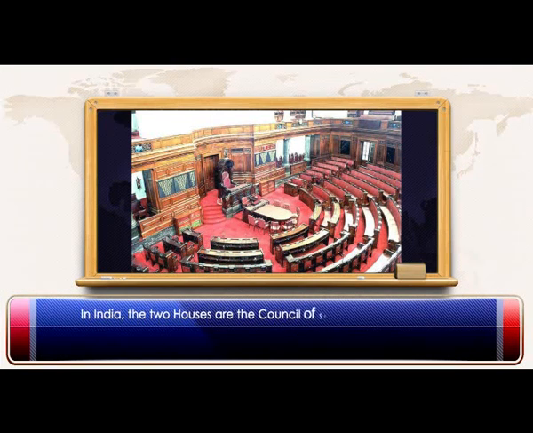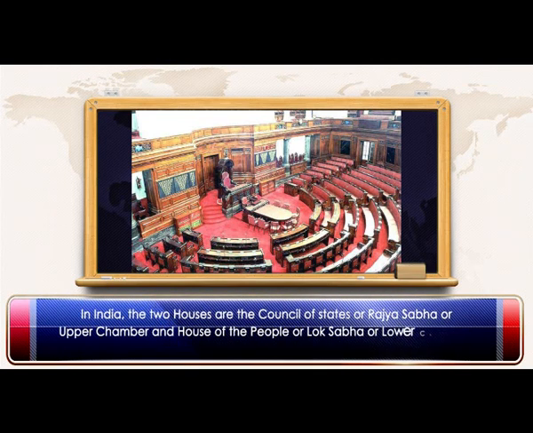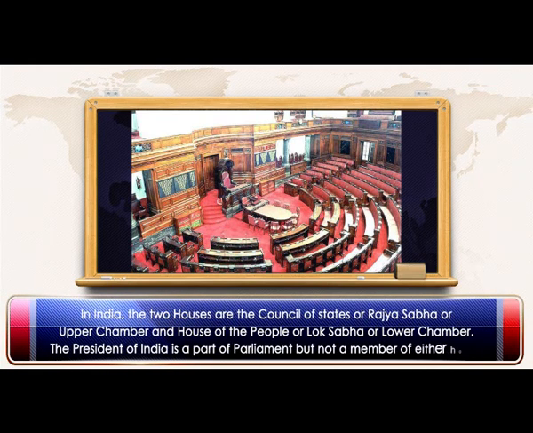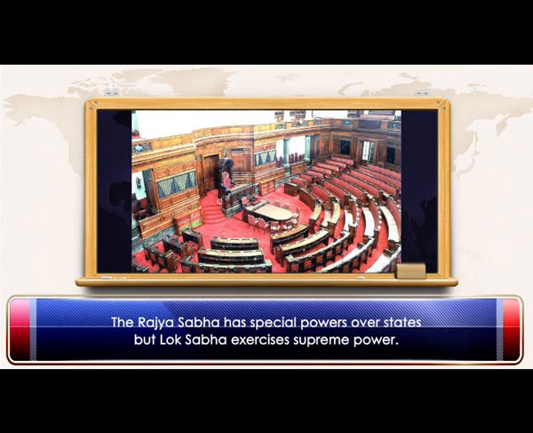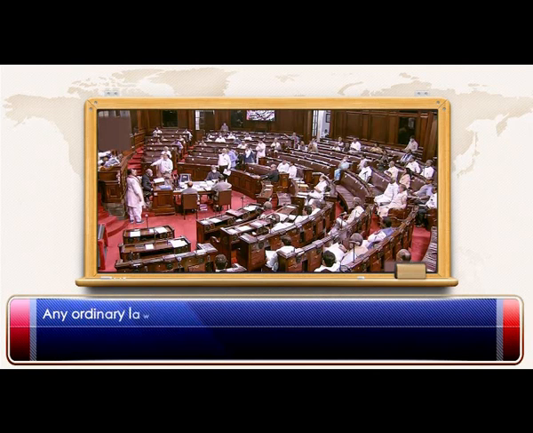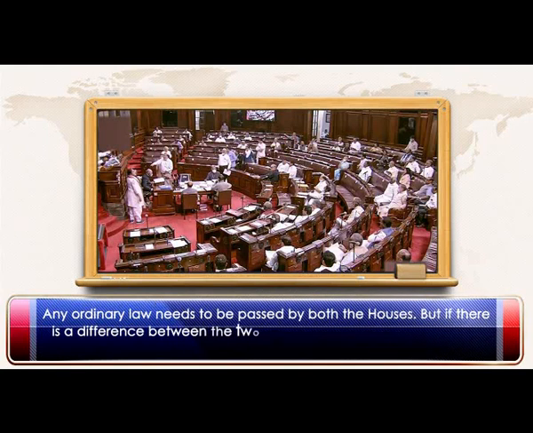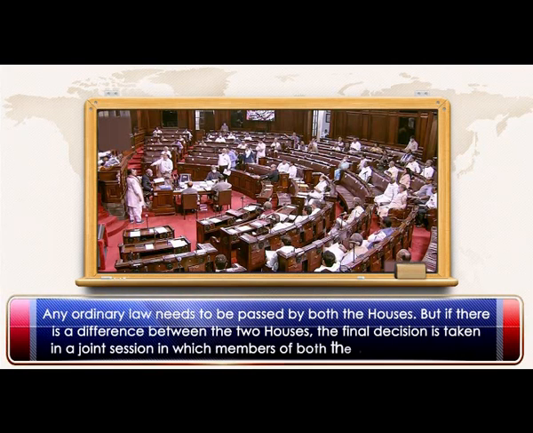In India, the two houses are the Council of States or Rajya Sabha or Upper Chamber and House of the People or Lok Sabha or Lower Chamber. The President of India is a part of Parliament but not a member of either house. The Rajya Sabha has special powers over states, but Lok Sabha exercises supreme power. Any ordinary law needs to be passed by both the houses, but if there is a difference between the two houses, the final decision is taken in a joint session in which the members of both the houses sit together.